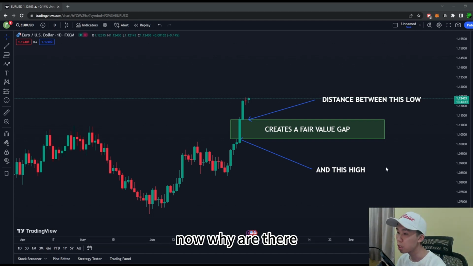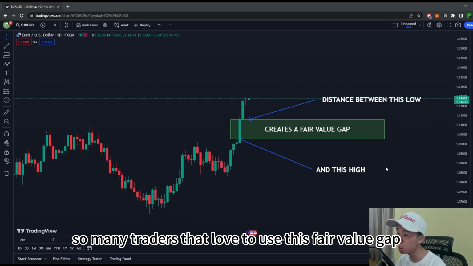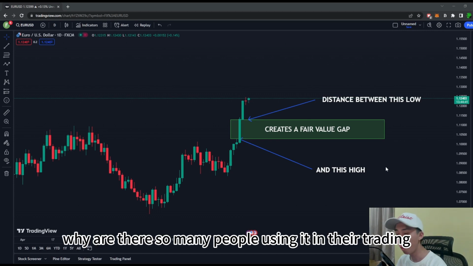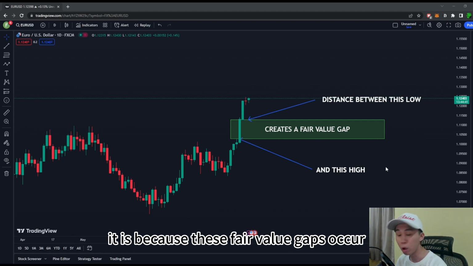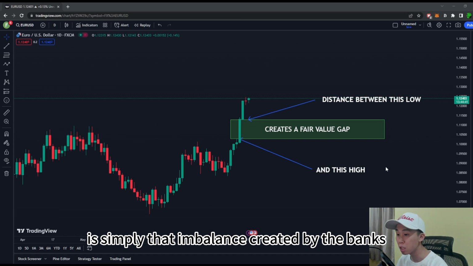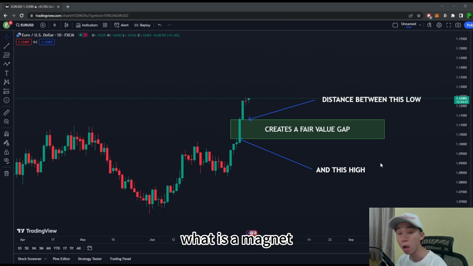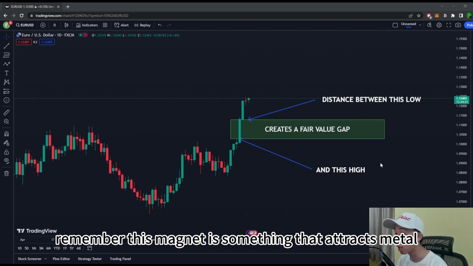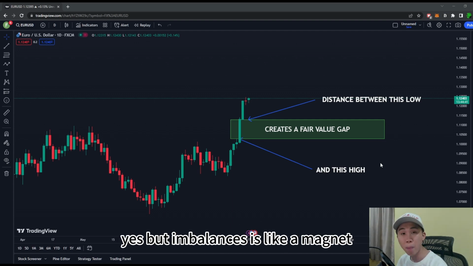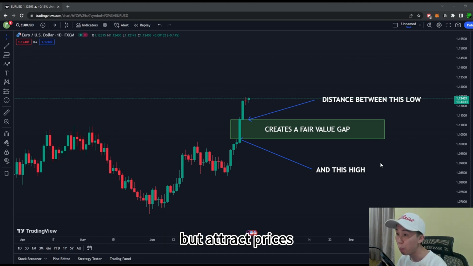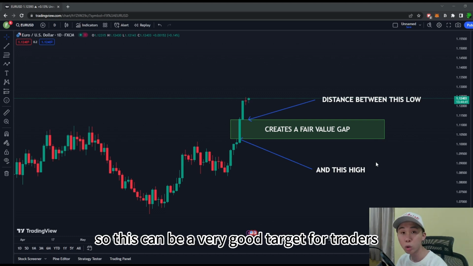Now, why are there so many traders that love to use this fair value gap? It's just a gap. Why are there so many people using it in their trading? It is because these fair value gaps are simply that imbalance created by the banks and can be a magnet for the price in the future. What is a magnet? Remember this, a magnet is something that attracts metal, yes? But imbalances are like a magnet that attracts prices. So this can be a very good target for traders.